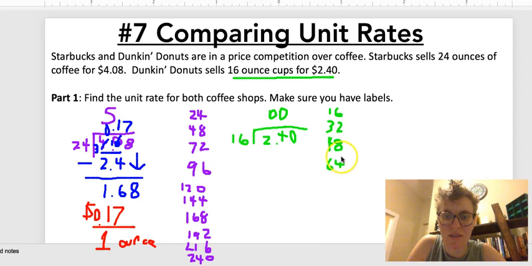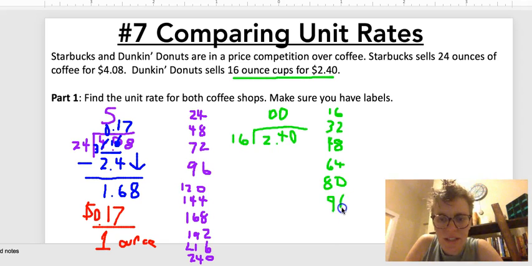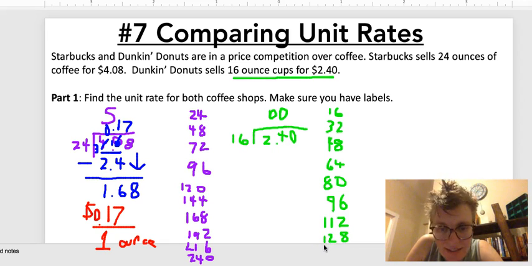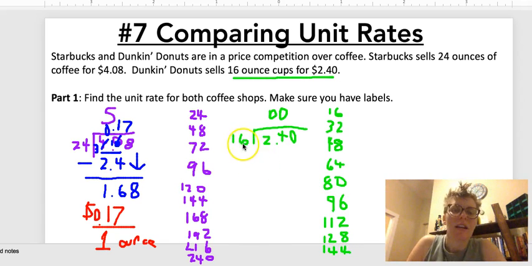You can find some cool patterns this way. This one's going to be 80. Next one's going to be 96. When I add 16 again, I'm going to get 112. If I add 16 again, I'm going to get 128. If I add 16 again, it's getting a little tight, but I'm going to get 144. Oof. Okay, so let's check this out.